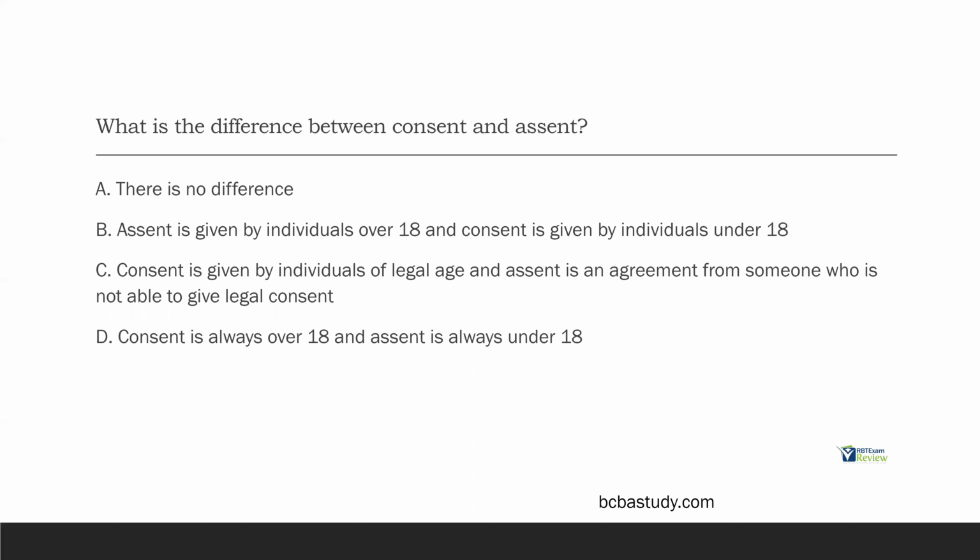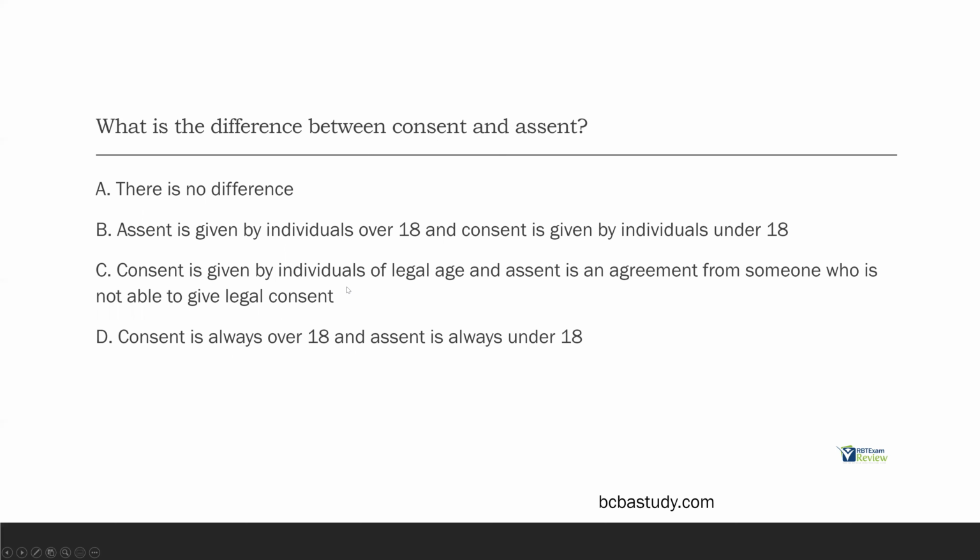Why is assent a word we use? Well, is there a difference between consent and assent? There is. So A is out. B, assent is given by individuals over 18 and consent is given by individuals under 18. Not true. Consent is given by people who are legal age to consent.